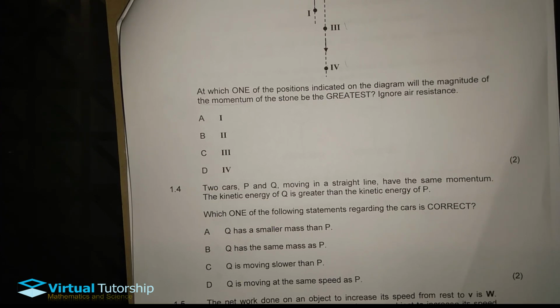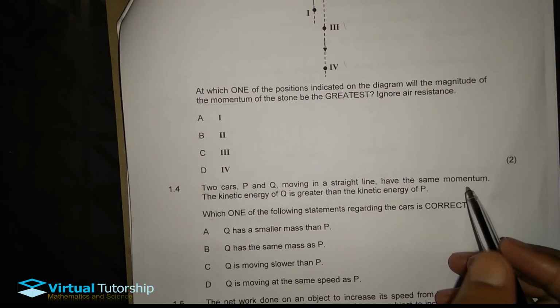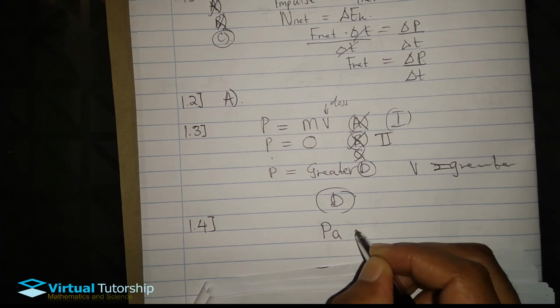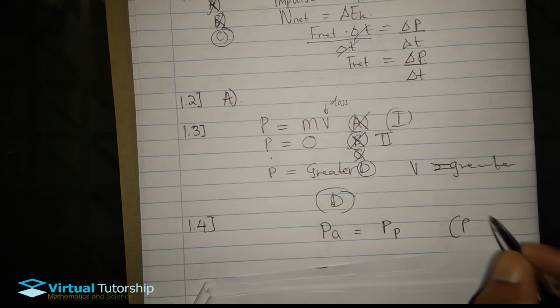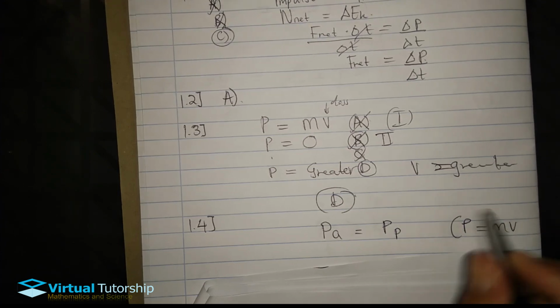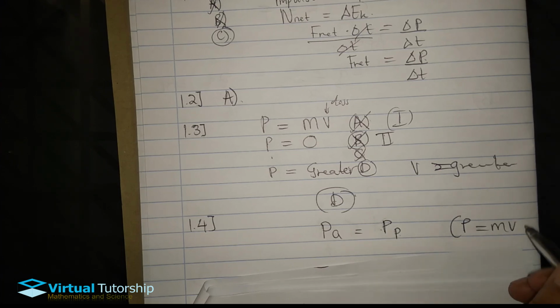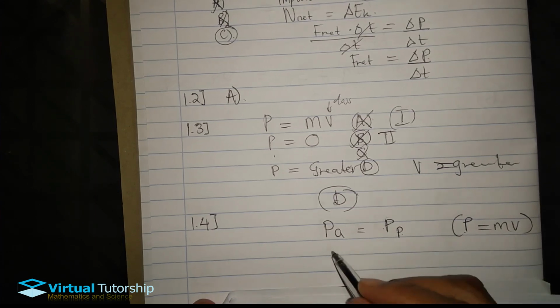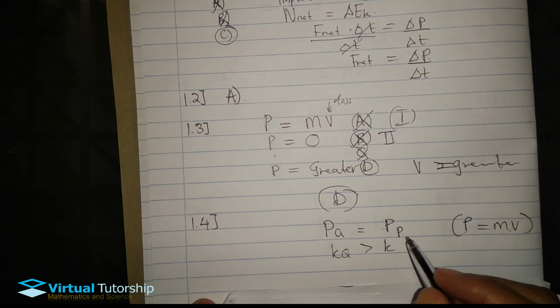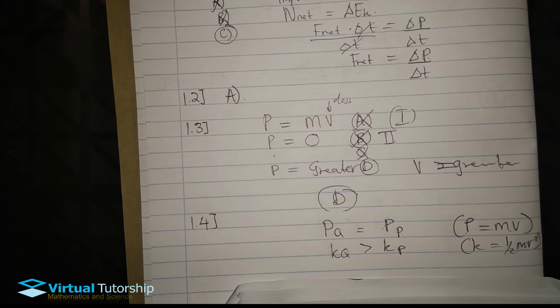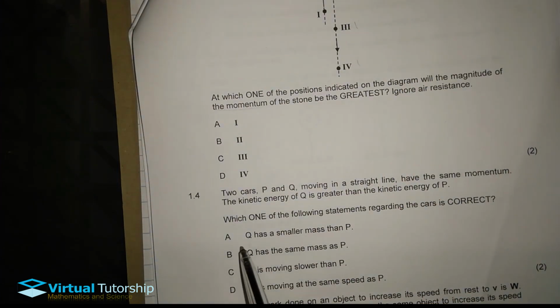Okay, same momentum. It means that one of the two cars must have a greater mass when compared to the other car. Because momentum is simply the multiplication of mass and velocity. So it's m times v. The momentum of P and Q is equal. The momentum of car Q and P is calculated as m times v, but the kinetic energy of Q is greater than the kinetic energy of P. So kinetic energy is calculated as half m v squared.